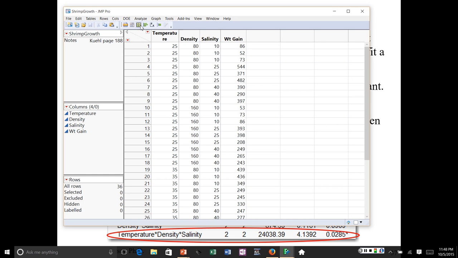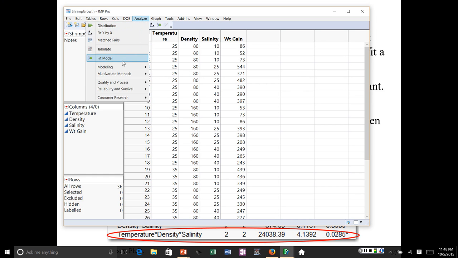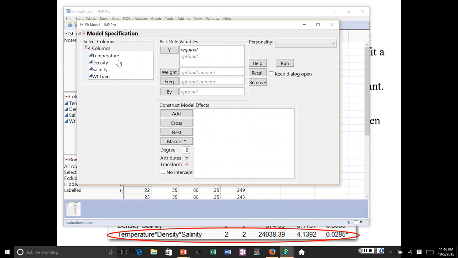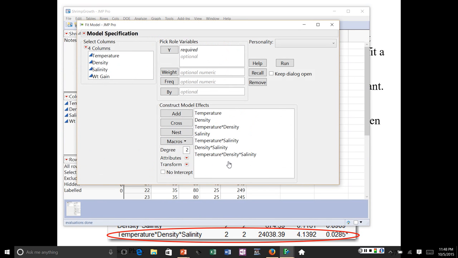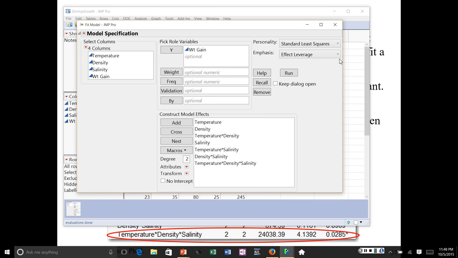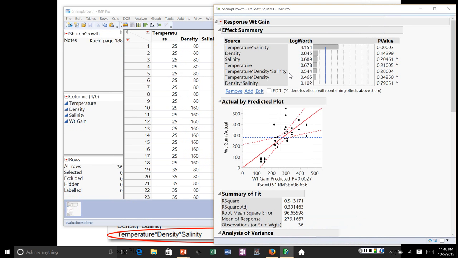So I'm going to go to Fit Model, and I'm going to begin by just fitting a full factorial experiment. So I have three factors, full factorial, so it gives me the main effects, all two-way interactions, and a three-way, and weight gain is the response. And under emphasis, I'm going to switch to effect screening. So I'm going to run the analysis.